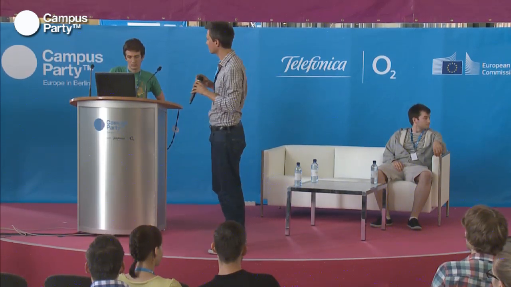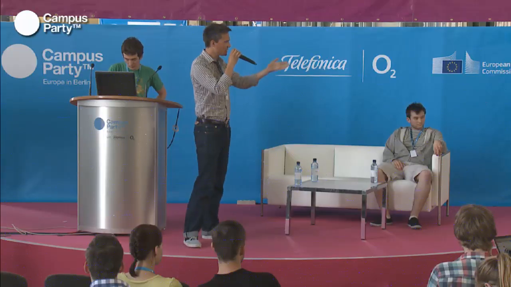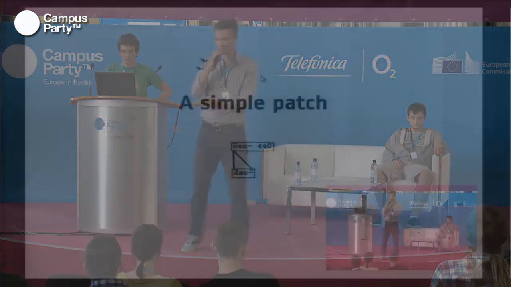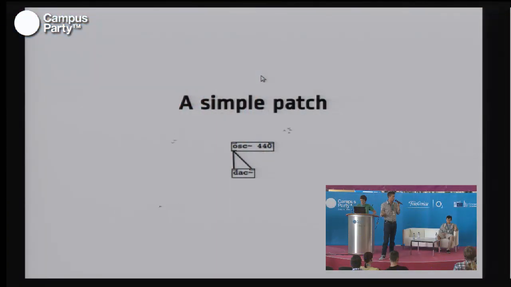Next slide. And this is what it looks like. It's pretty clear what's going on here, I hope. We have an oscillator with a frequency of 440 hertz, and it's going to your digital-to-audio converter, namely going to the output. This is a super simple patch. This is basically the hello world of Pure Data. There's nothing to write. There's just something to see. And it's quite clear how the signal flows from one object to the next object.